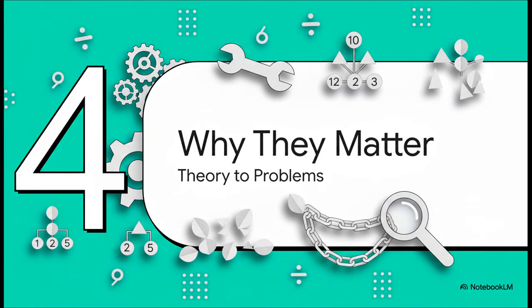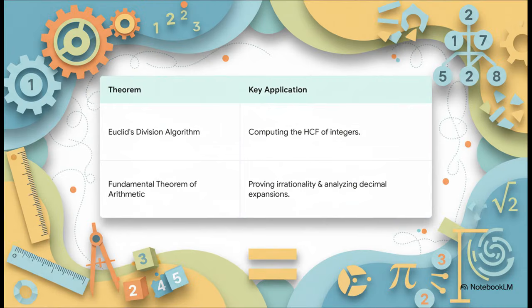Let's wrap this up by seeing why they are absolutely essential for crushing this chapter. This chart lays it all out perfectly. You've got Euclid's division algorithm on one side. That's your go-to tool for division and finding the HCF. And on the other, you have the fundamental theorem, your powerhouse for multiplication, proving irrationality, and understanding decimals. Two different tools for two very important jobs.